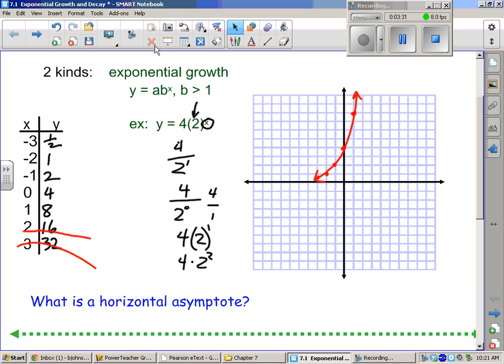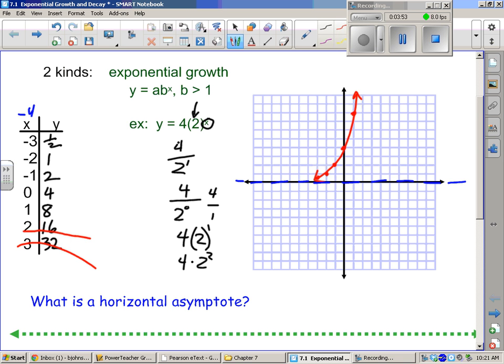If you were to keep going with numbers that are smaller than negative 3, this thing's going to keep getting smaller and smaller, because essentially when you're moving to the left, it's cutting in half. If you keep cutting something in half and half and half, does it ever actually get to 0? No. So that means this can't ever touch the x-axis.